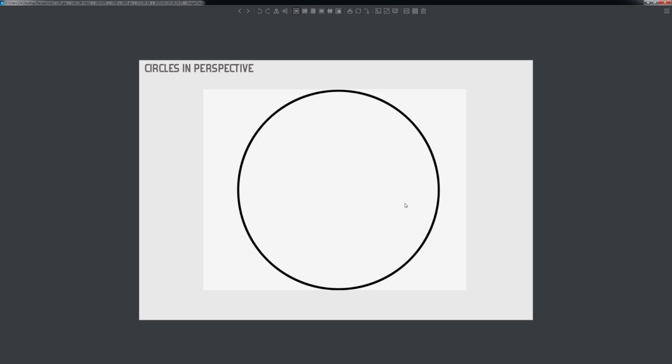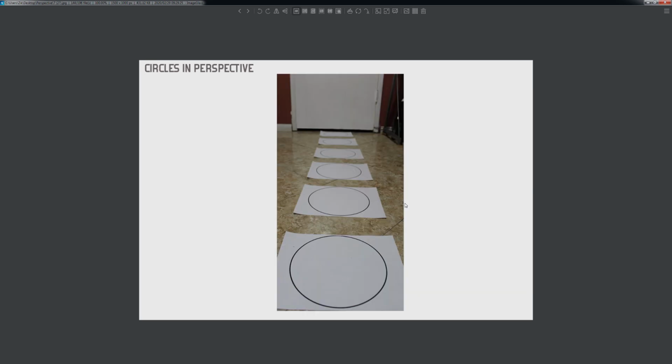So here's one more visual representation of a circle. Here is a circle that I went ahead and I printed, and I threw a bunch of these on the floor and I took a picture. So we could see that this ellipse looks larger than the one back here. They get smaller and smaller the further back they go.